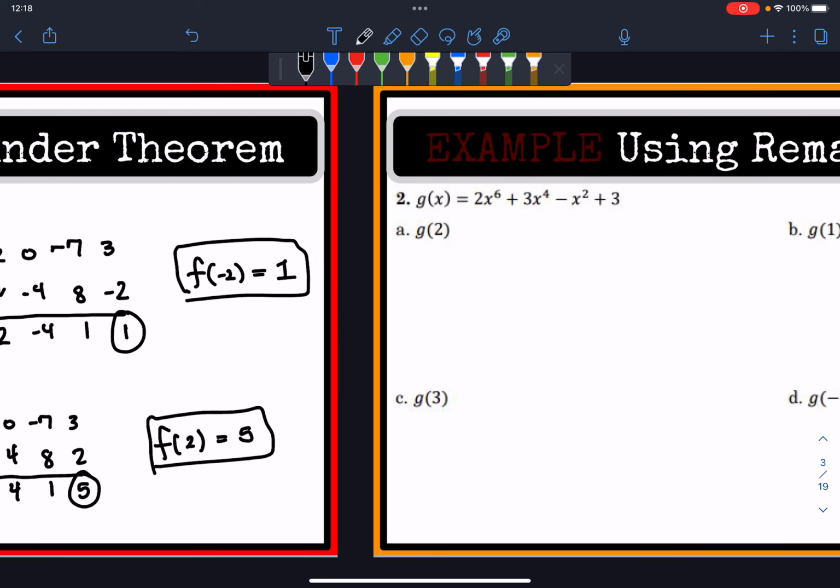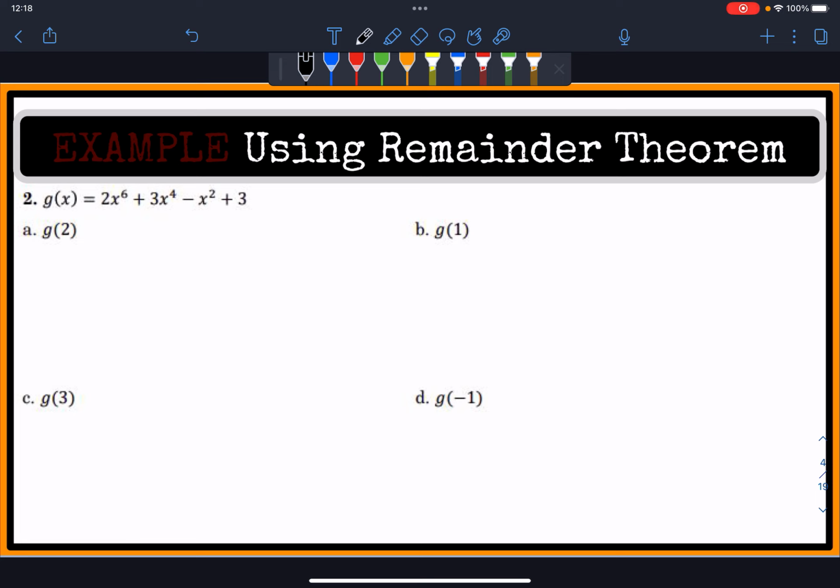Now, let's see. Pause the video and try this example for yourself. Okay, let's check your work on this example. Now, notice that on this example, the highest degree is x to the 6th power. Notice that we do not have an x to the 5th, an x to the 3rd, nor an x to the 1st power. So if we're going to use this technique of synthetic substitution, we need to have place values for those numbers there.